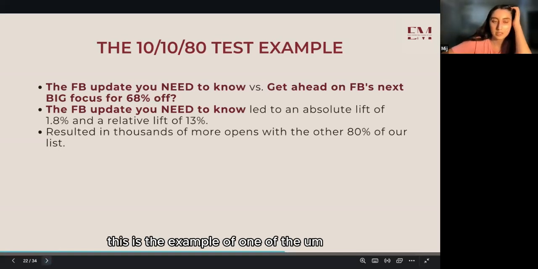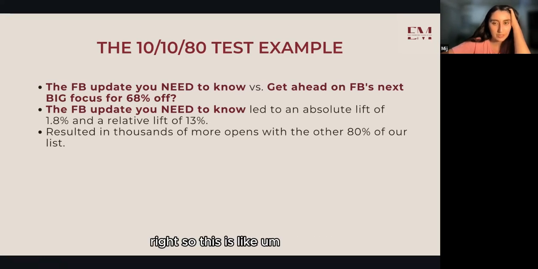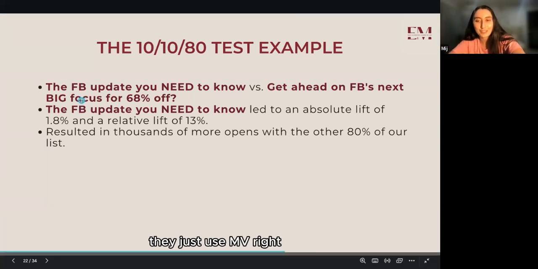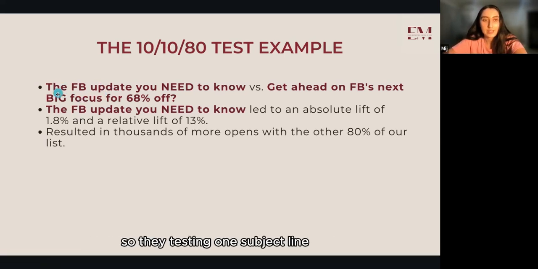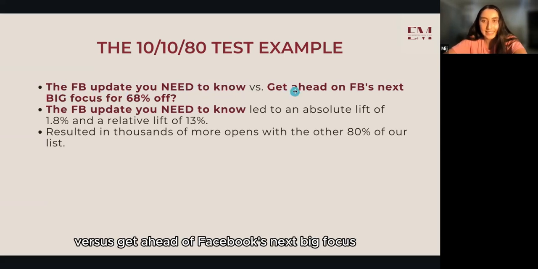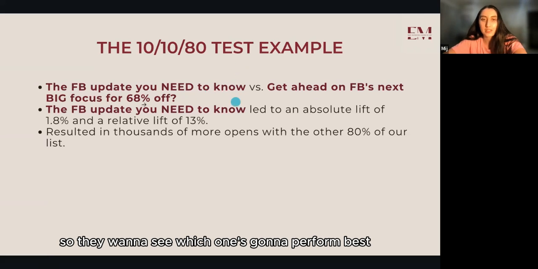So for example, this is one of the digital products. They're selling courses, and then they say here, the Facebook update you need to know, right? I think it's a relational email. So you see they don't say Facebook, they just use FB, because subject lines need to be very short. So they're testing one subject line, the Facebook update you need to know, versus get ahead of Facebook's next big focus for 68% off. It's a bit longer, it has numbers. So they want to see which one is going to perform best.